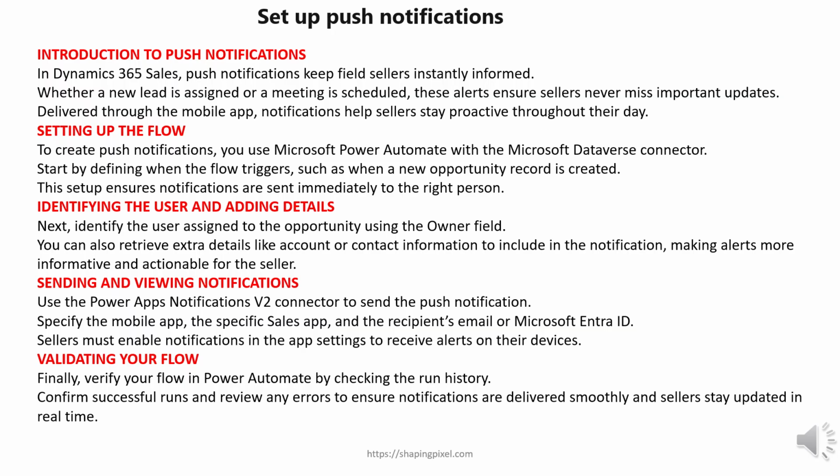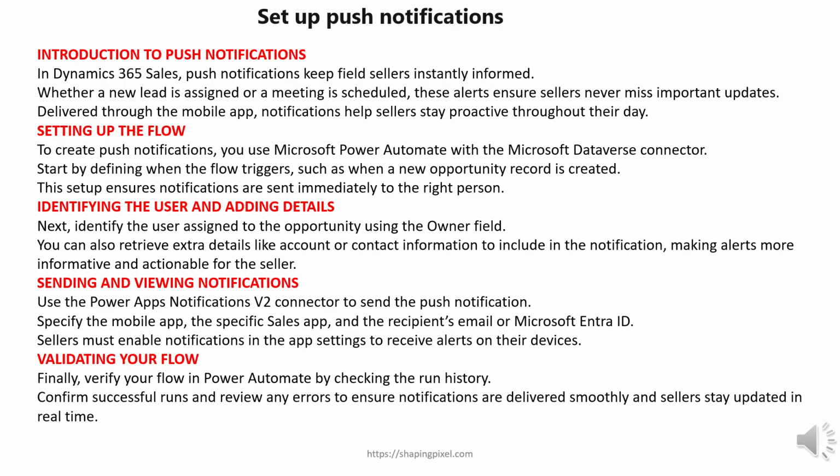Sending and viewing notifications. Use the Power Apps Notifications V2 connector to send the push notification. Specify the mobile app, the specific sales app, and the recipient's email or Microsoft Entra ID. Sellers must enable notifications in the app settings to receive alerts on their devices.